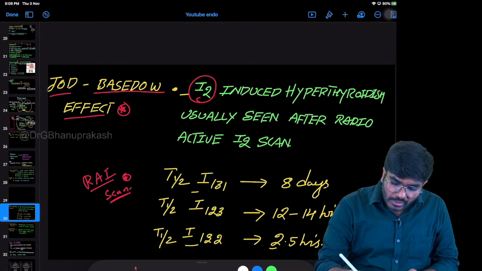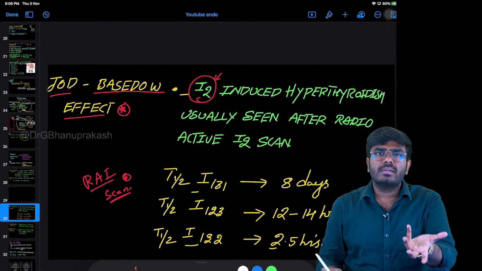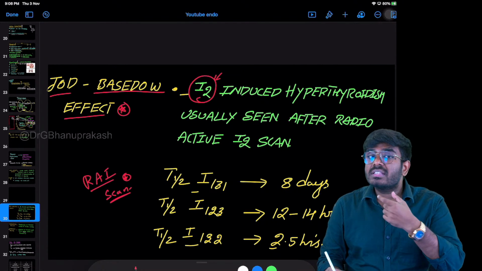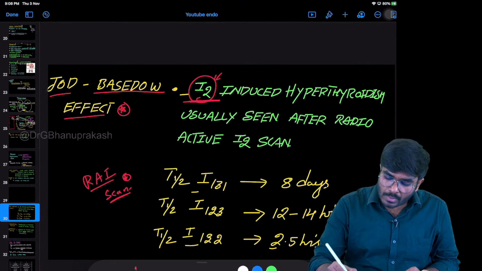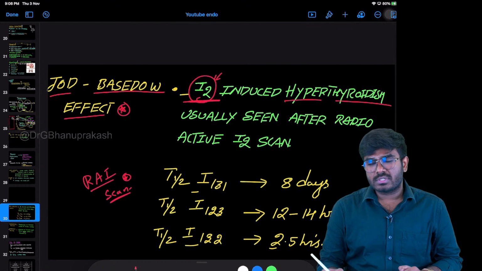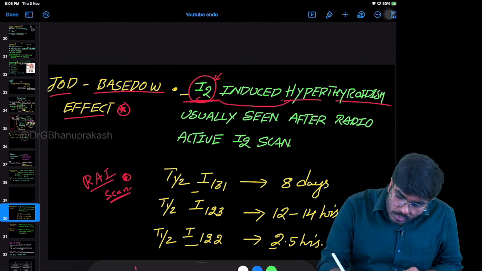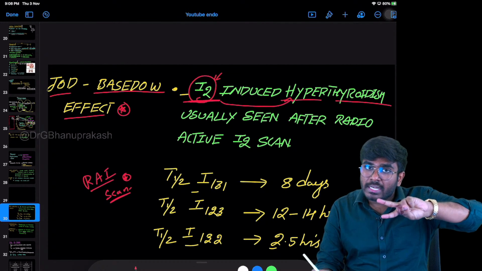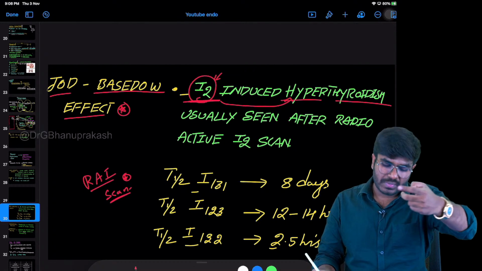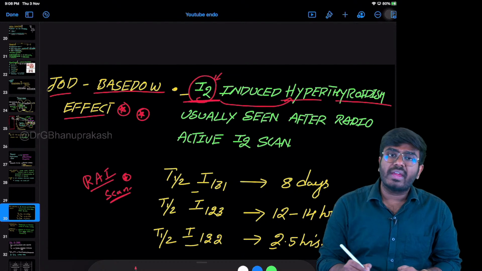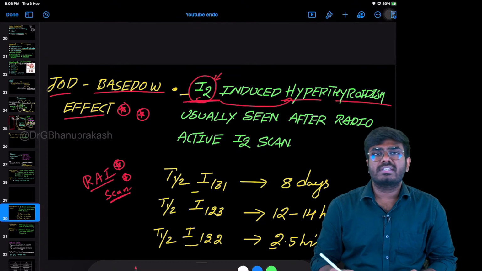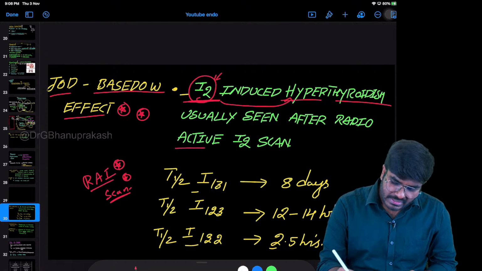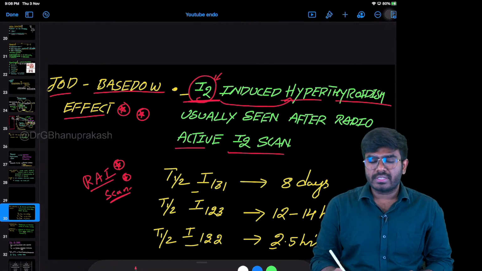Now this radioactive iodine is nothing but iodine. What will this thyroid gland do? It will use this iodine for the production of thyroid hormones. Now, iodine-induced hyperthyroidism is called the Jod-Basedow effect, which is usually seen after a radioactive iodine scan.